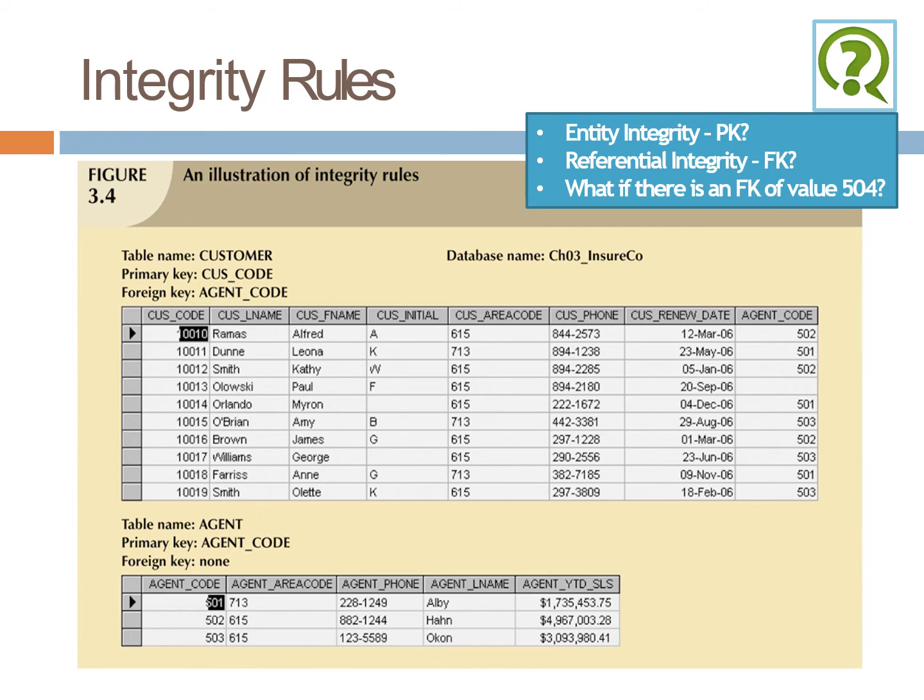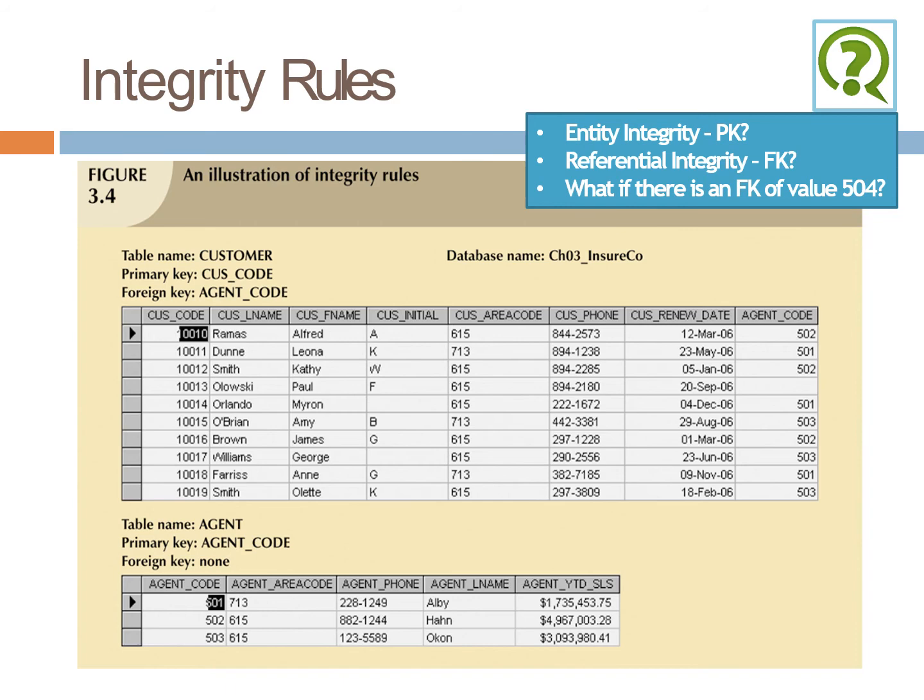Next we look at referential integrity. Remember, referential integrity involves the foreign key. If we look at the table, we can see the foreign key is agent code, and the foreign key exists in the table customer. In the table customer, agent code is a foreign key which refers to the primary key, also named agent code, in the table agent.